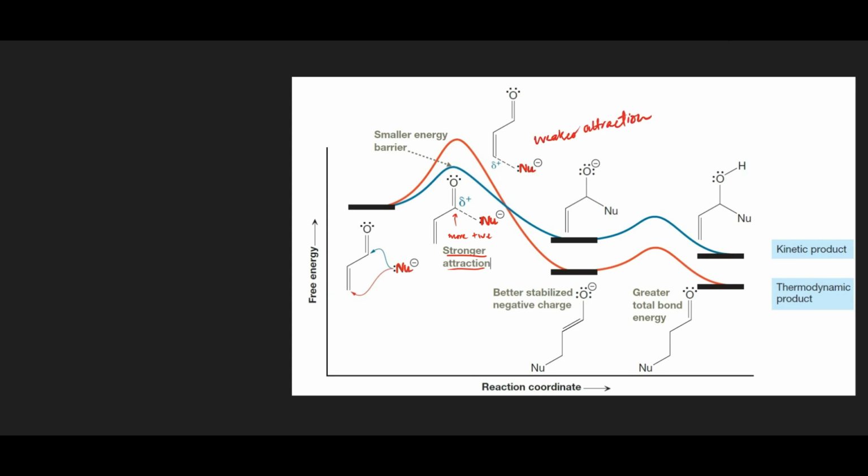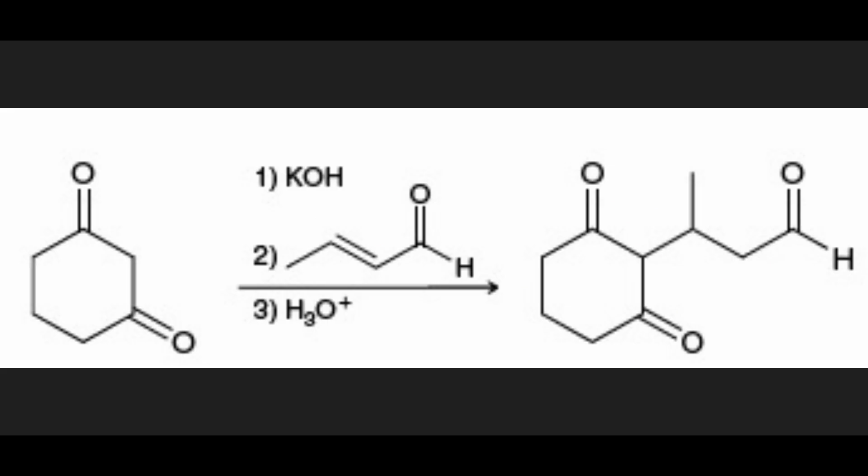However, the enolate formed in conjugate addition is resonance stabilized and hence more stable than the isolated negative charge in the alkoxide formed in direct addition. Thus, the more stable product is formed from conjugate addition, so conjugate addition gives the thermodynamic product.